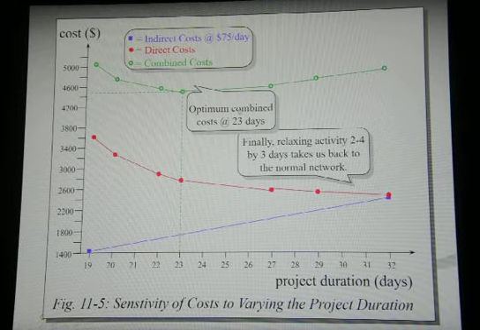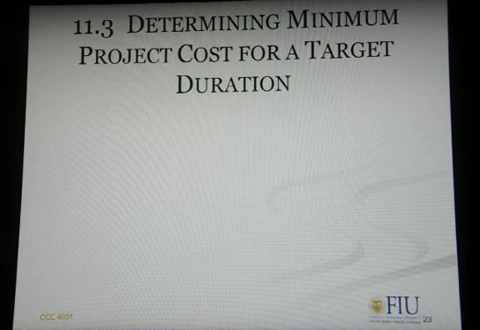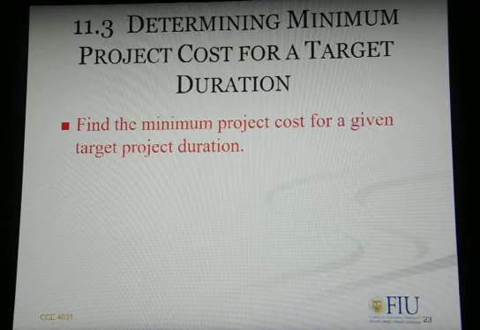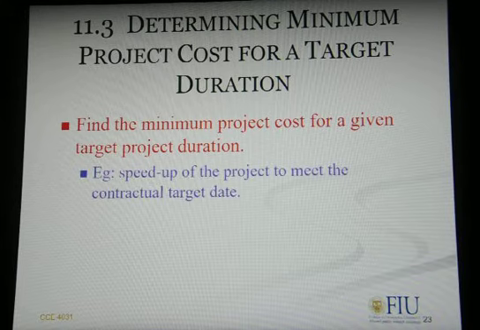So based on this graph, the combined cost, the lowest value was on day 23, which tells us that our optimum duration will be 23 and our optimum cost will be less than $4,600. So we need to find the minimum project cost for a given target project duration.